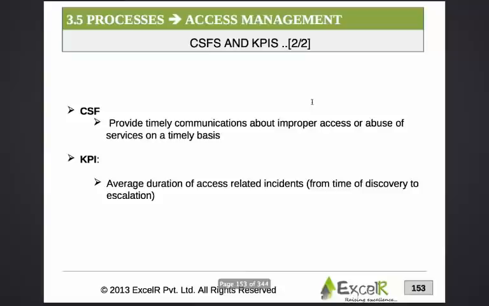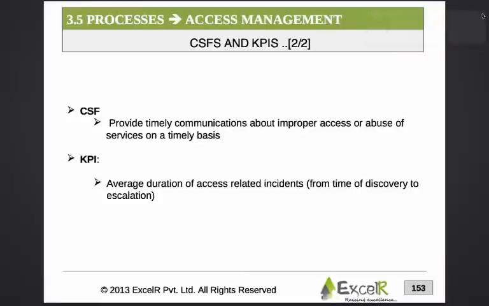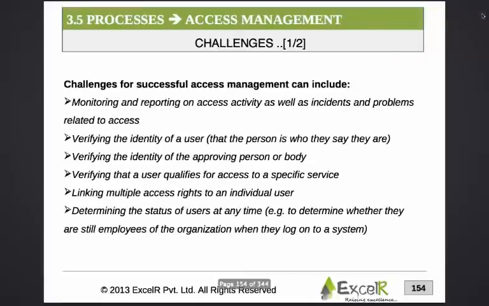Communications are very important. Any security breaches you have observed or misuse of access observed, you should communicate. So how many incidents happened and how much time have you taken to communicate? After the incident happens, you'll say, yeah, I also observed while I was monitoring that he's trying to access the application. Then why didn't you communicate? Why did you allow the incident to happen?